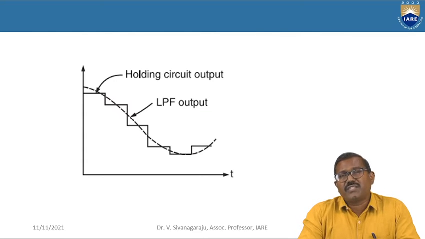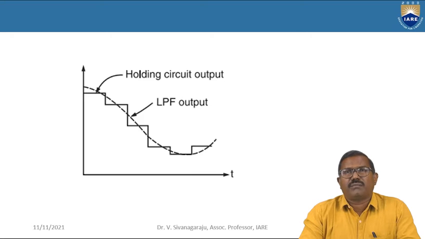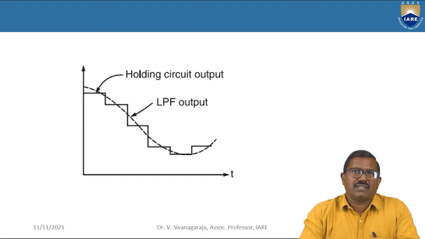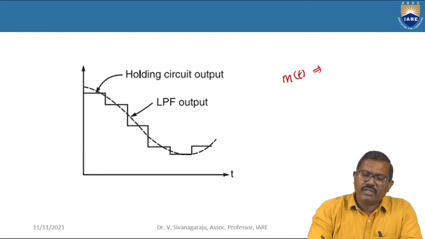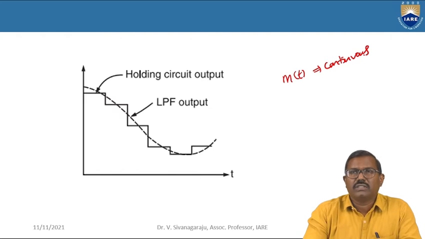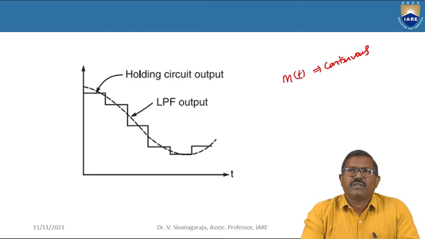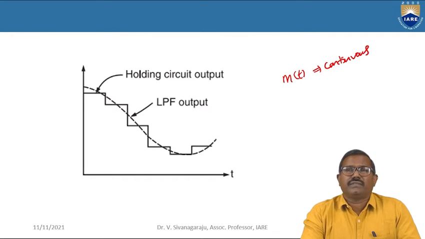Why? Because in the transmitter we generate flat top pulses. We are getting PAM, and the PAM is flat top. So the holding circuit output has flat edges on the pulses. After getting this holding circuit output, the LPF is going to smoothen it. Why? Because my message signal m(t) is a continuous signal. So again I bring back this continuous time signal by operating these two circuits: one is the holding circuit, another one is the LPF circuit.